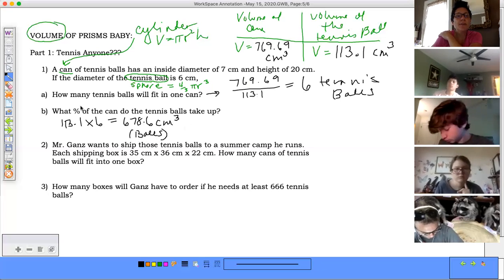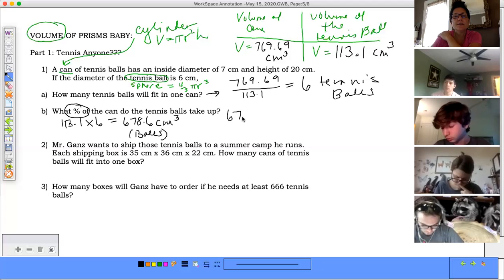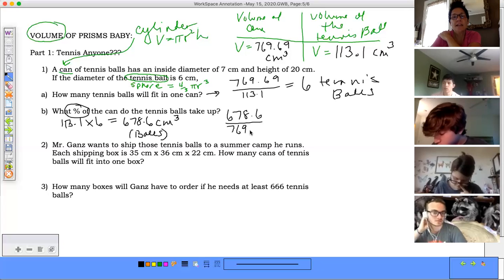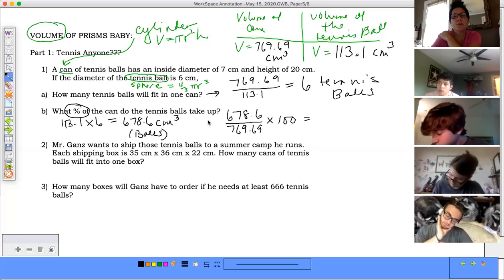So now if we want to find out what percentage it takes up, I heard somebody say we're going to do 678.6 and divide that by 769.69. Exactly, and then multiply that times 100, because that's going to get 88.2%. And what does it represent?